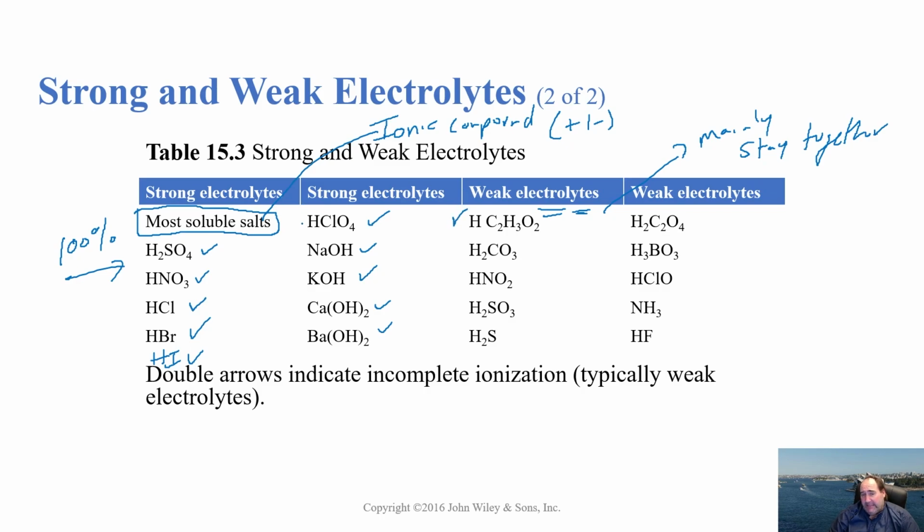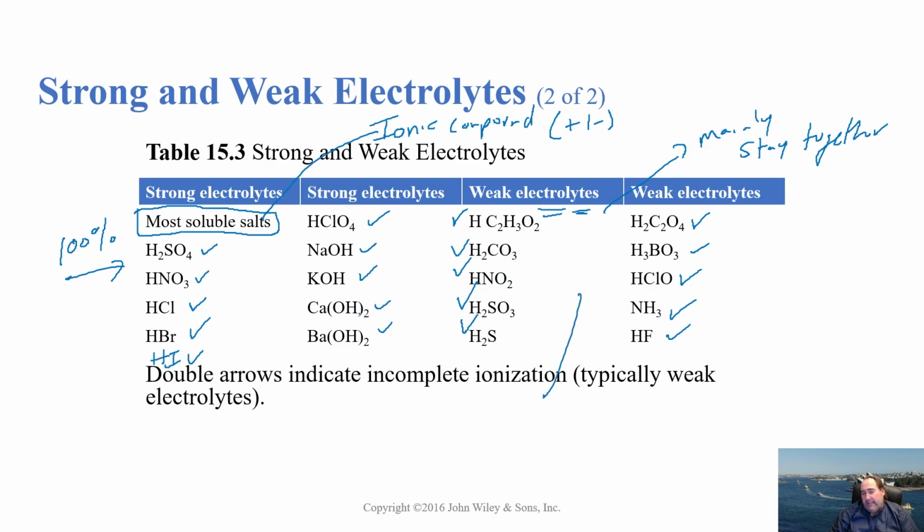So this is like acetic acid, carbonic acid, nitrous acid, sulfurous acid, hydrosulfuric acid. That's oxalic acid, bromic acid, hypochlorous acid. That's ammonia, which is actually a weak base. And there's our hydrofluoric acid that we talked about last time.